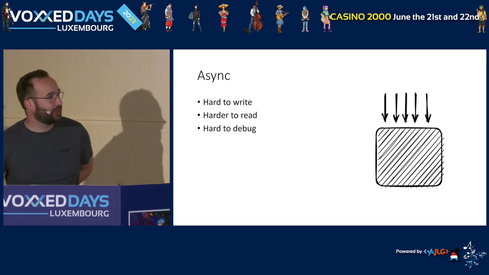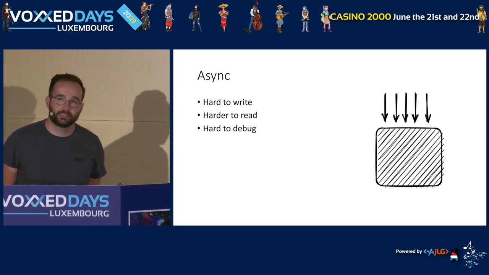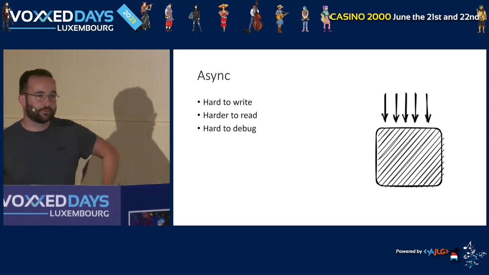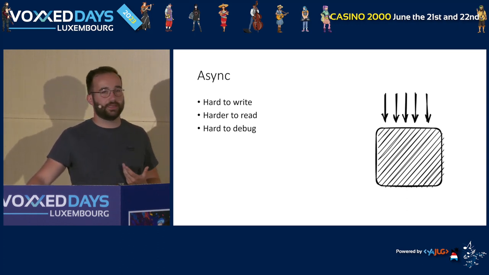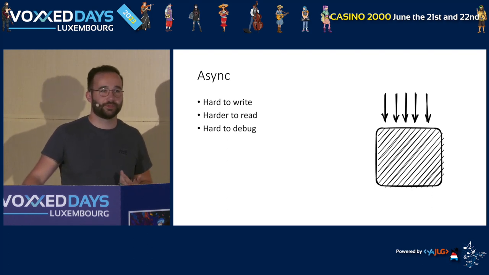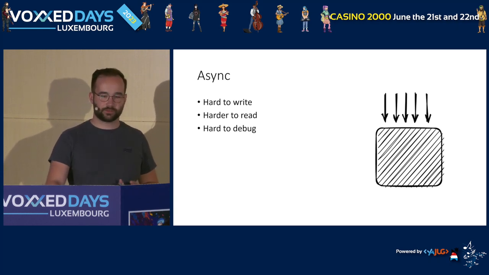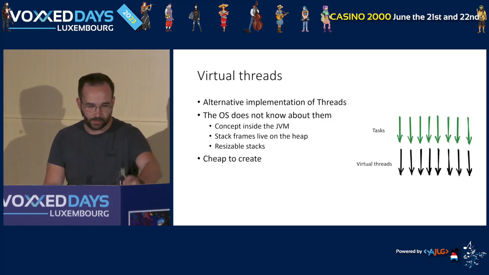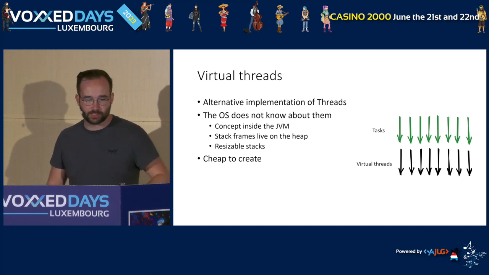Async programming gained some popularity because, well, it makes very good use of the resources, but your entire application has to become an asynchronous application from front to back to make it really worth the effort. And in my opinion, it's very hard to write, even harder to read, especially 2 weeks after you wrote it. And it's hard to debug because Java is just very focused on its threading. And that's where virtual threads come in.